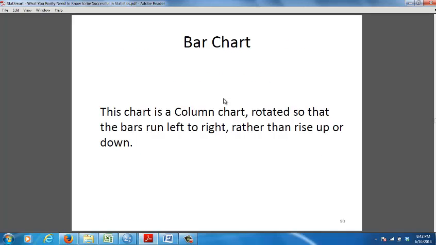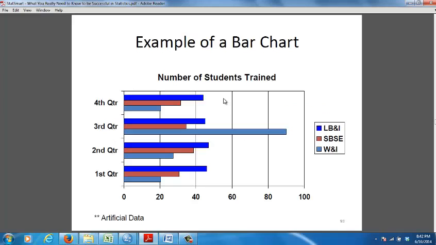Now, the bar chart is pretty easy to explain. It's a column chart rotated 90 degrees, so it would look kind of like this. It's the literal same data. The only difference is the bars are going from left to right rather than up and down. Again, you'll see W&I far exceeds the rest of them in the third quarter.